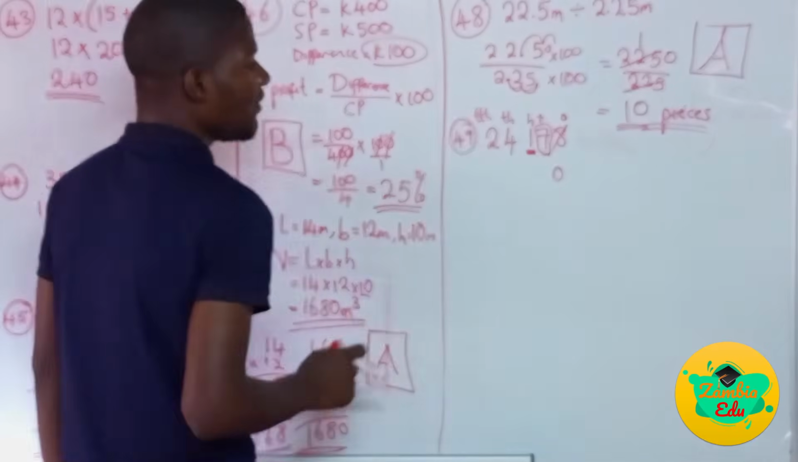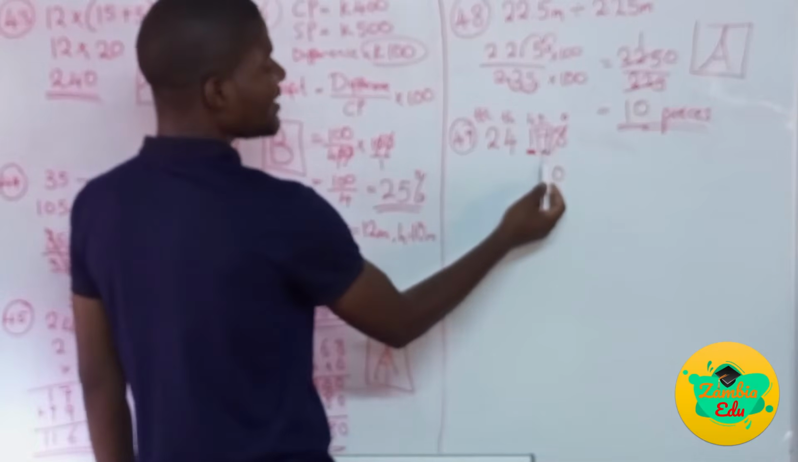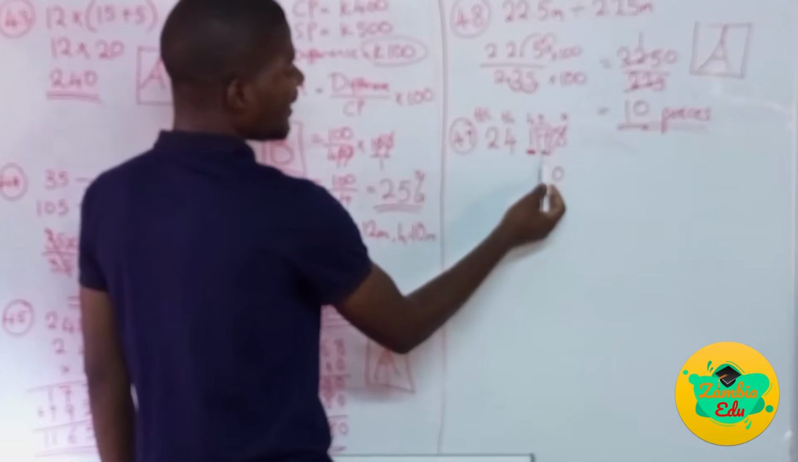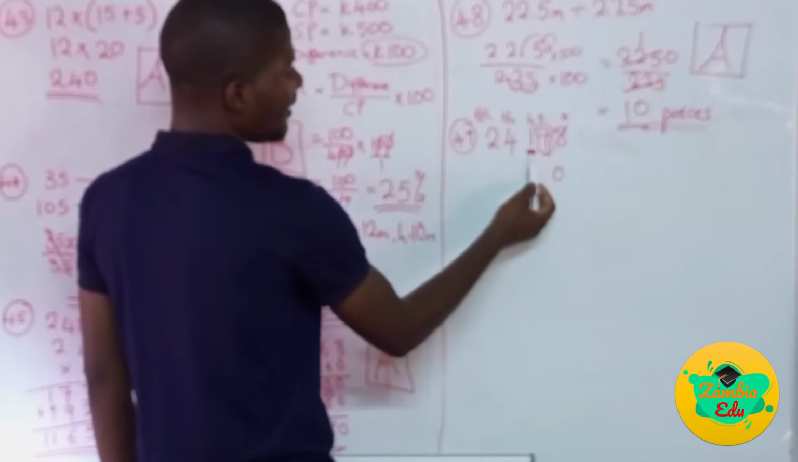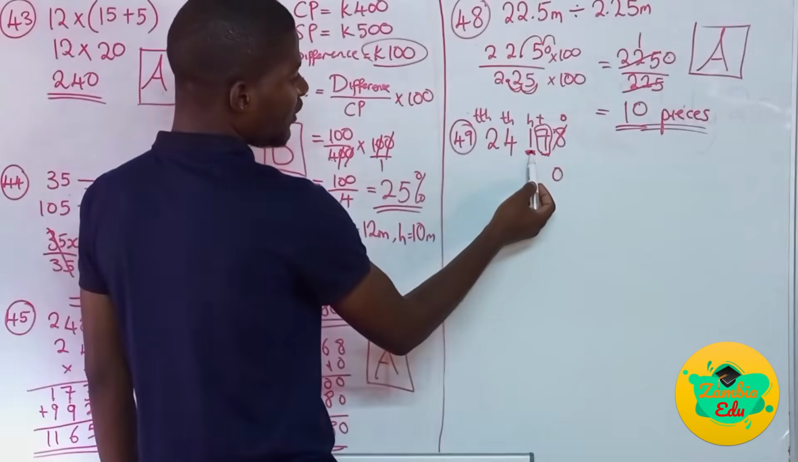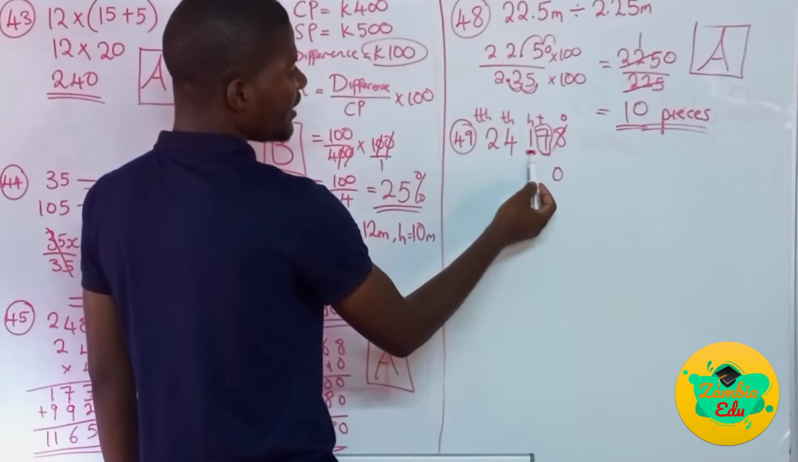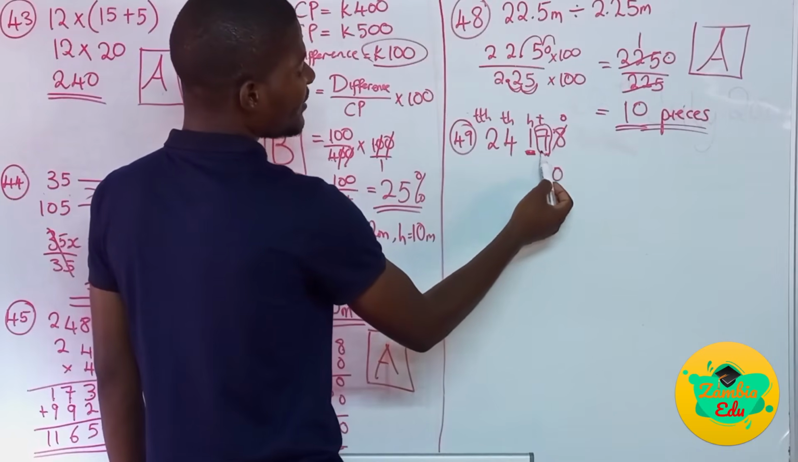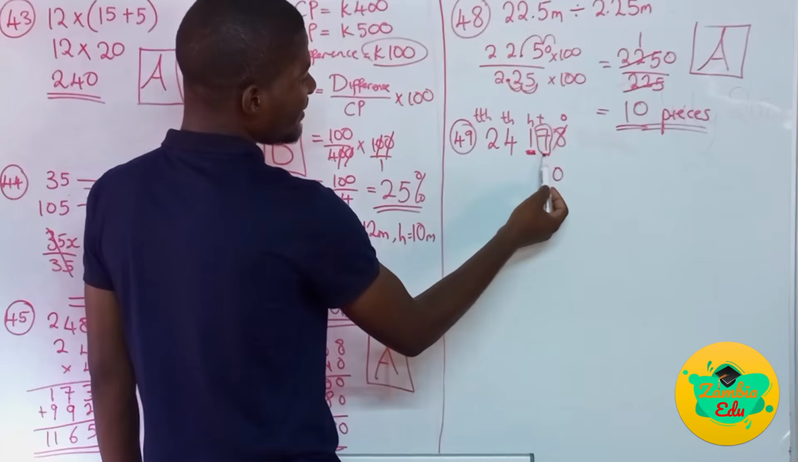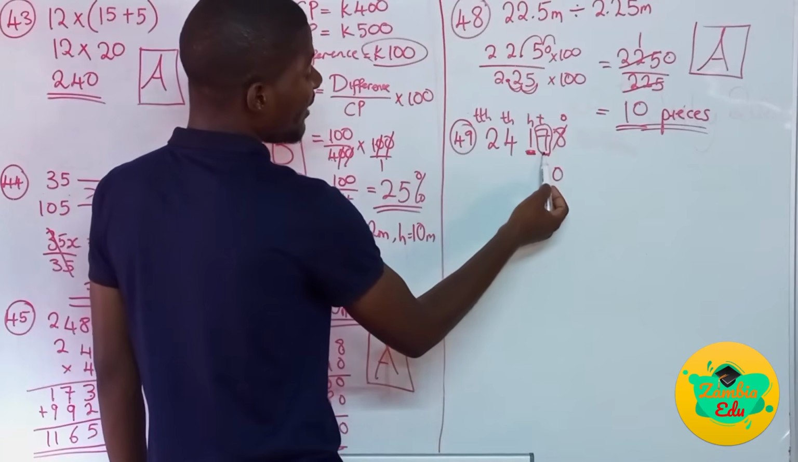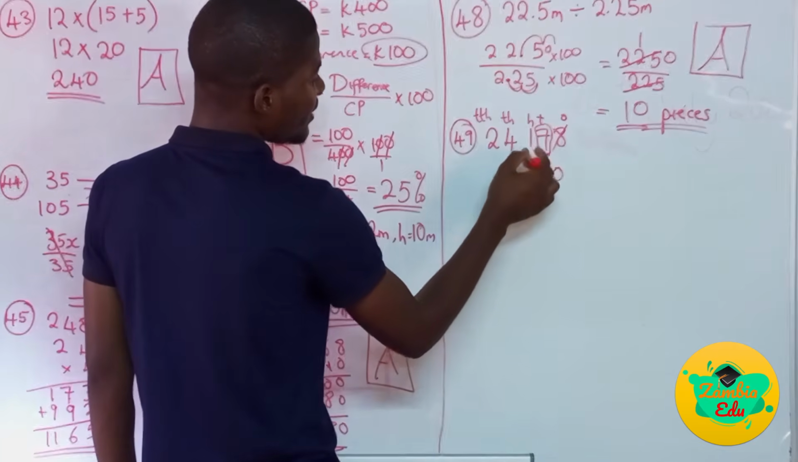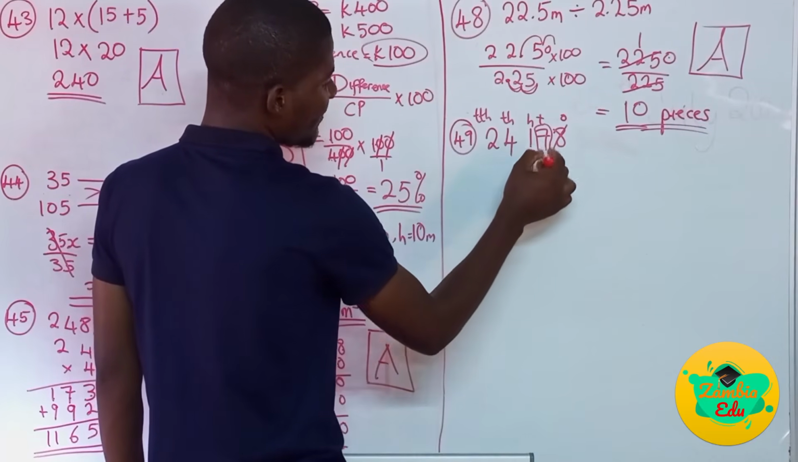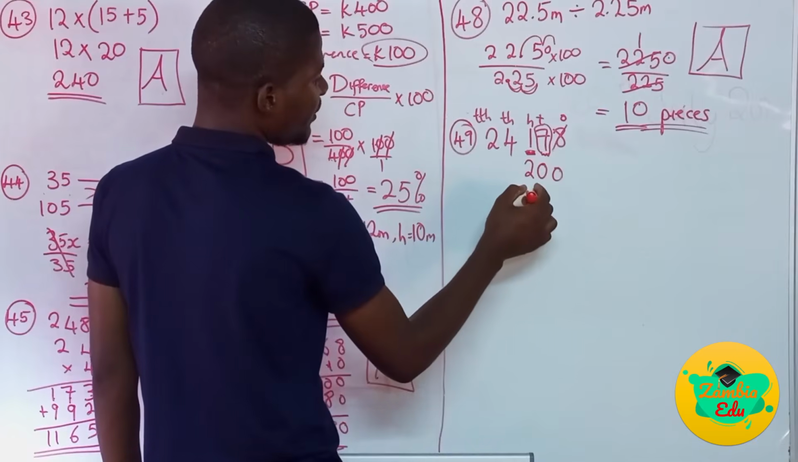Then when we come to the round off figure, we ask ourselves, is it 5 and above? If it's 5 and above, we add a 1 to the value on the 100 place value. If it's less than 5, then we ignore. But since it is 5 and above, it gives 1 to this one, which will become a 2. And where the 7 was, we put 0.